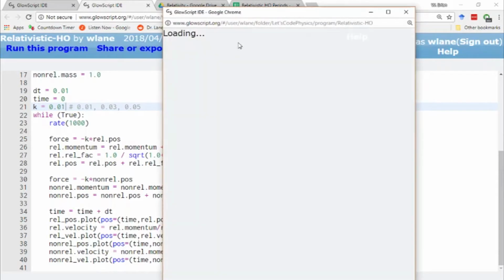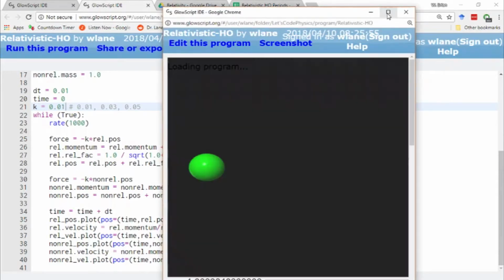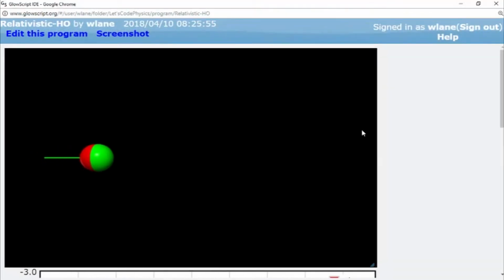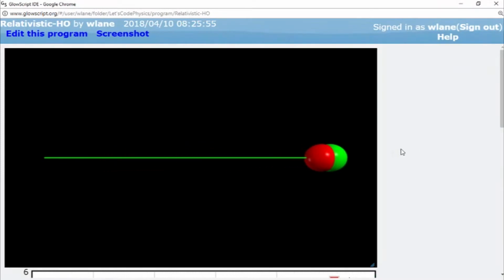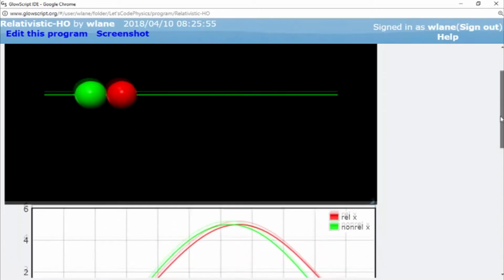When we hit Control 2, we're going to see the type of behavior we've expected to see before. These things are going to oscillate back and forth. You notice they're on pretty much the same trajectory, but you notice that the red one, the relativistic particle, is lagging behind the green one. Let's take a look at why that is by looking at their graphs.